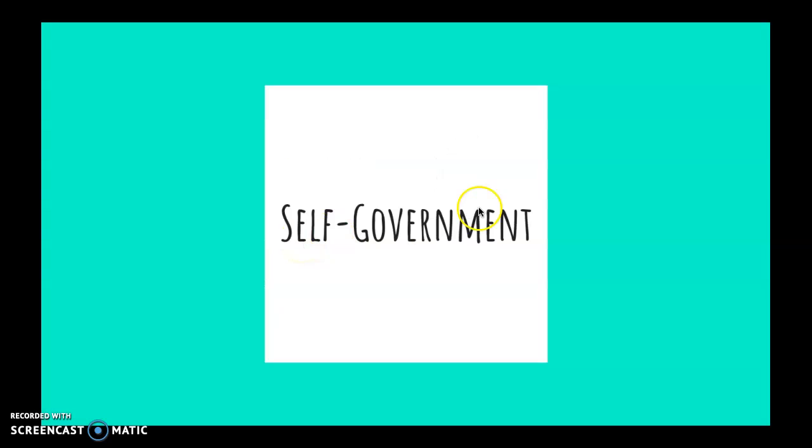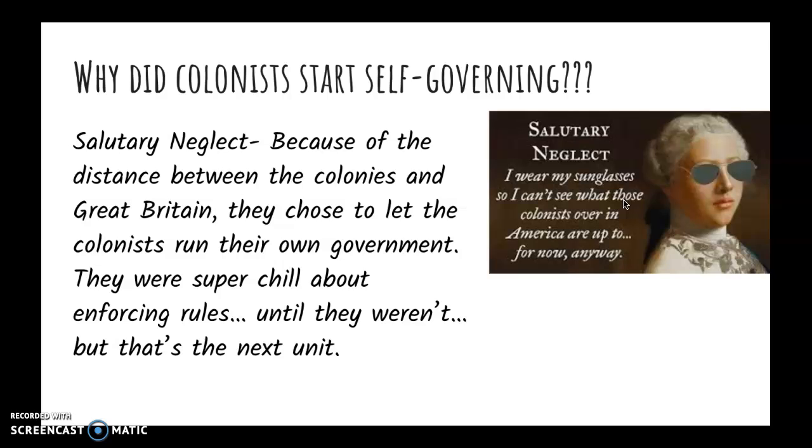All right, self-government. It's our last section. Self-government also kind of goes into representative government. So why did colonists start self-governing? Well, it was because of something called salutary neglect. Because of the distance between the colonies and Great Britain, Great Britain chose to let colonists kind of run their own government. They were super chill about enforcing rules, well, until they weren't, but that's the next unit.